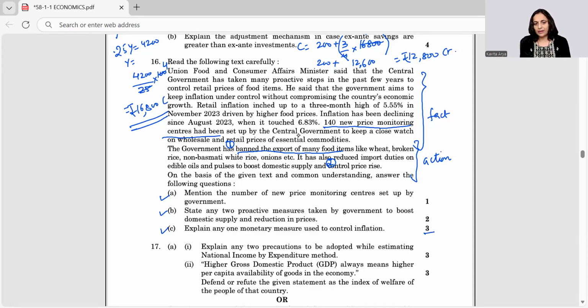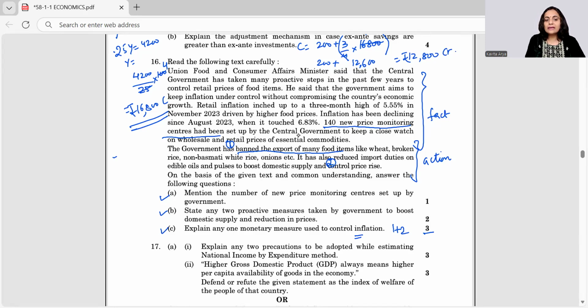Mind you, it's of 3 marks. So whenever this is there, clearly explain, clearly give it. How is it to be done? So it's going to be broken into 1 and 2. If we write any of the monetary measures, repo rate, reverse repo rate, CRR, SLR, bank rate, anything, we have to control the money supply.